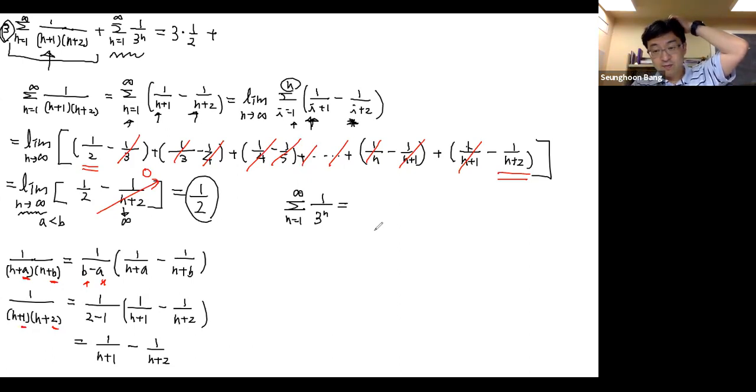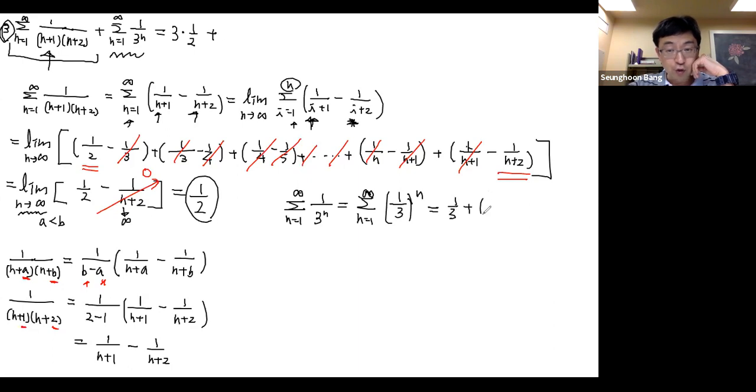How can you solve? Yeah, 1/3 to the n, you're right. Change it to the sum from n equals 1 to infinity of 1 over 3 to the whole power n. Change it like this. You have to expand. Plug in 1, 1/3. Plug in 2, 1/3 squared. Plug in 3, 1/3 cubed.